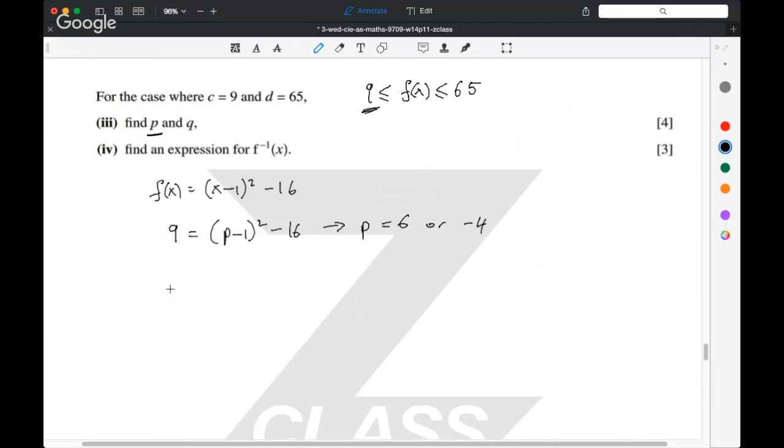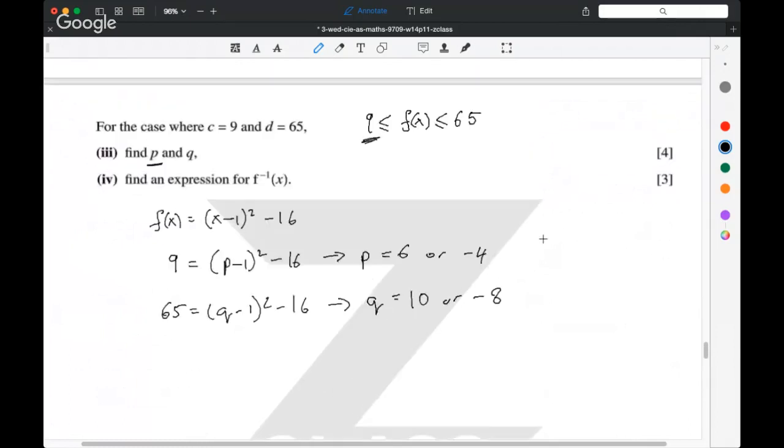So now we're going to talk about the upper limit, so 65, which is going to be equal to q minus 1 squared minus 16. And this gives us that q is equal to 10 or minus 8. That makes sense, right? Because p gives you the minimum value, q gives you the maximum value, so x must be greater than 6 and less than 10, or greater than or equal to.